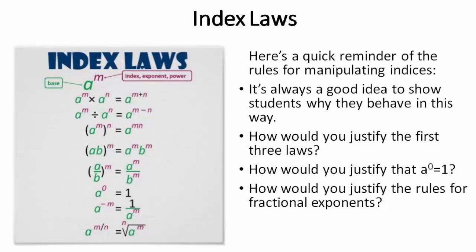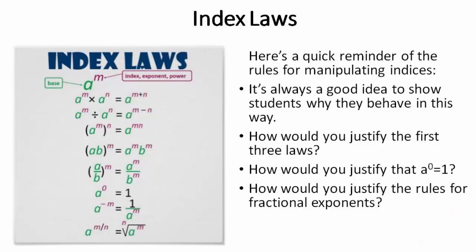Now, I would argue that the second law down, a to the power of m divided by a to the power of n equals a to the power of m minus n, is very, very useful for justifying that a to the power of 0 is 1. If you like, quickly have a think to yourself and pause the video about how you'd like to do it. I'm about to explain how I do it to you right now.